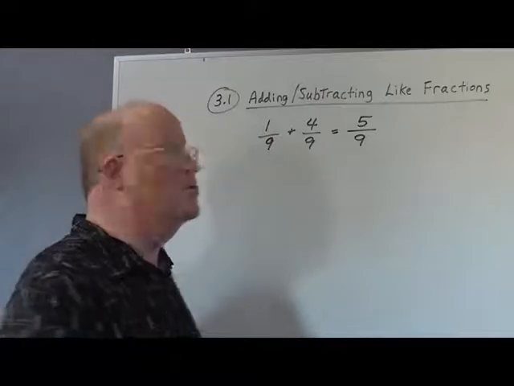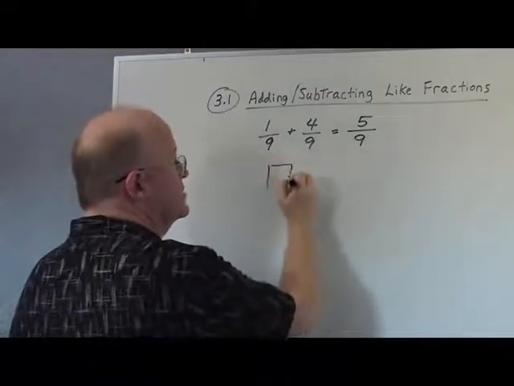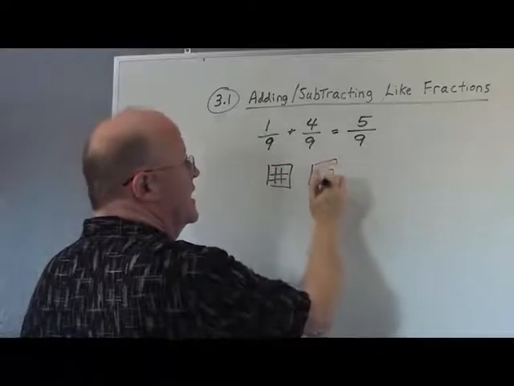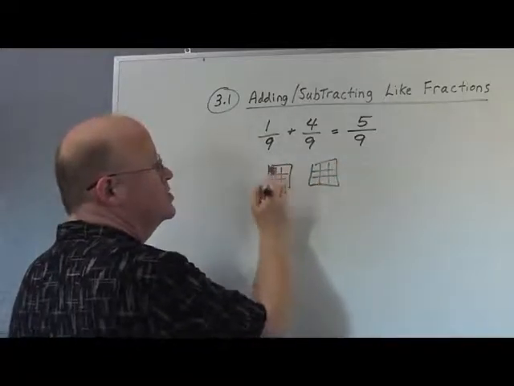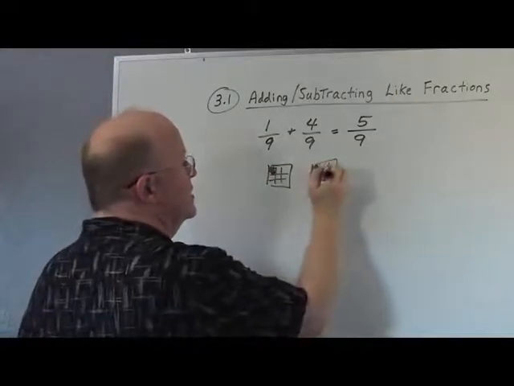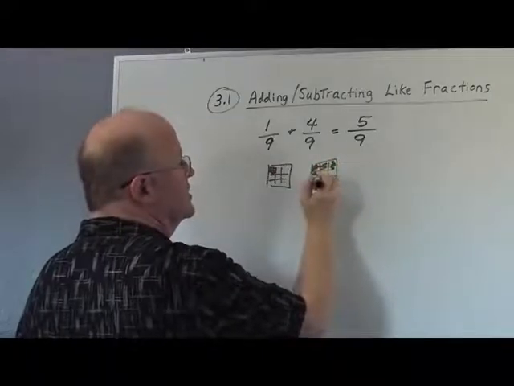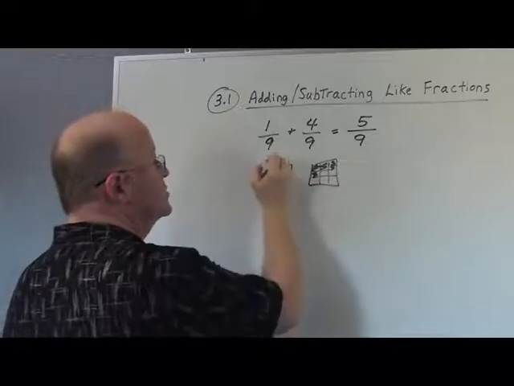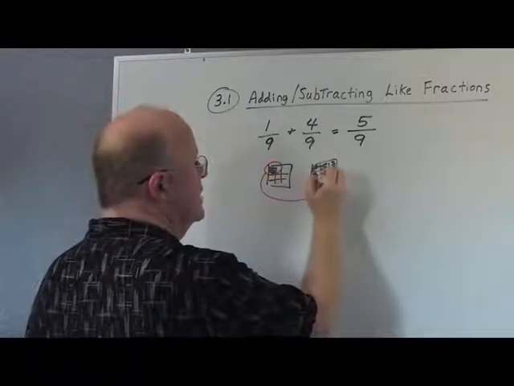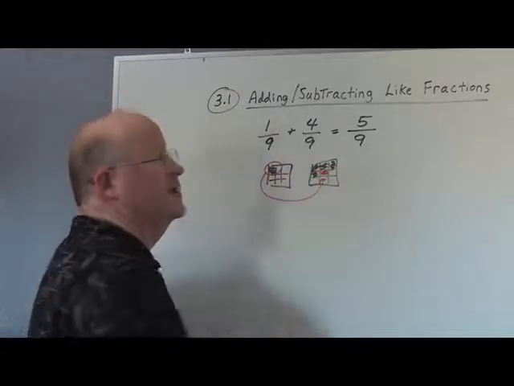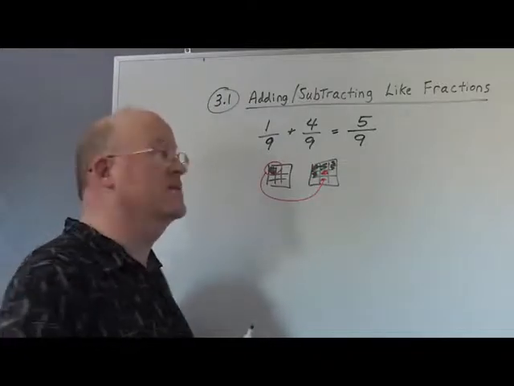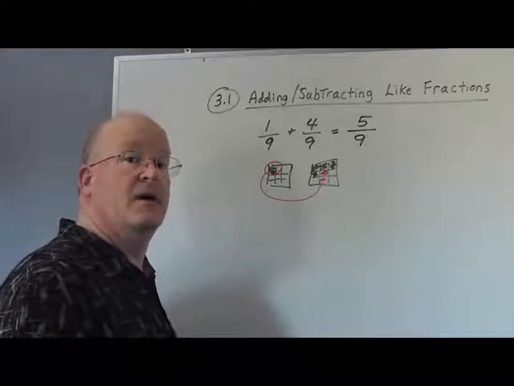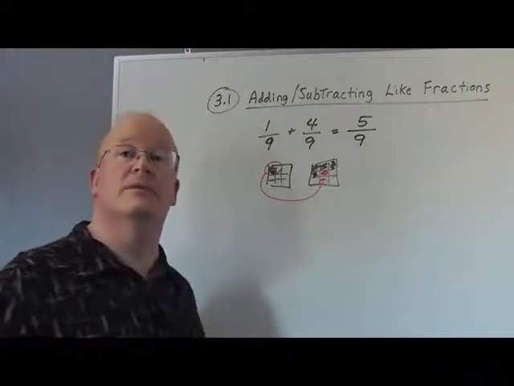Now if we think about what's happening here, let's pretend we had a block that had 9 squares in it, and the first one had only 1 shaded in, and the other one had 4 squares shaded in. When you add these together, that's sort of like taking this one block that's filled in and filling it into this next block here, and we now have 5/9 of this figure shaded in. In order to add fractions, you must have a common denominator.